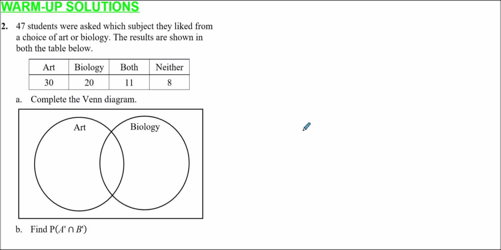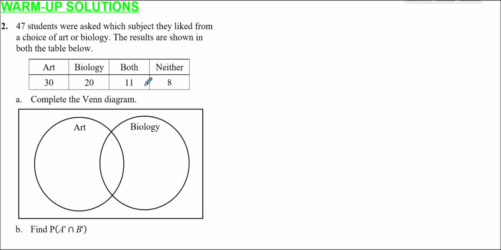So for question 2, we've got this Venn diagram to fill in. We're told we have 47 students that are asked whether they liked art, biology, or any combination. The results are shown in the table below. So we've got art, biology, if they like both, or like neither. So it says here to complete the Venn diagram. Like I mentioned in the previous session, always start with the overlapping section. Always start with the intersections.